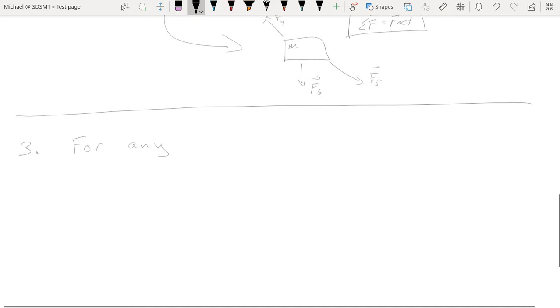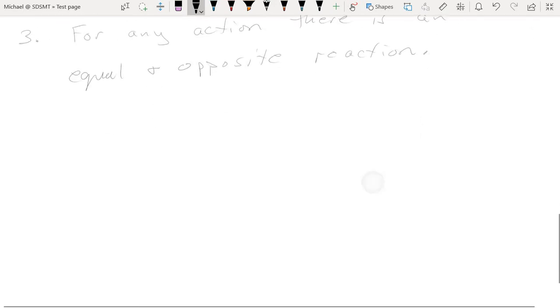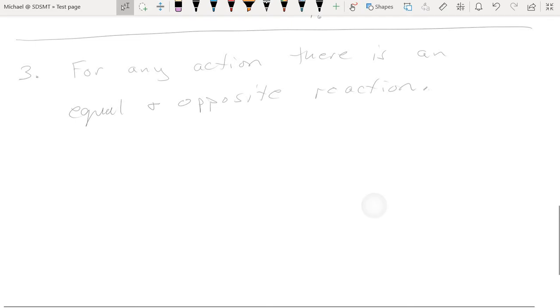For any action, there is an equal and opposite reaction. So something like that, I could say you push me, I'm going to push you back. There's an equal and opposite reaction there.